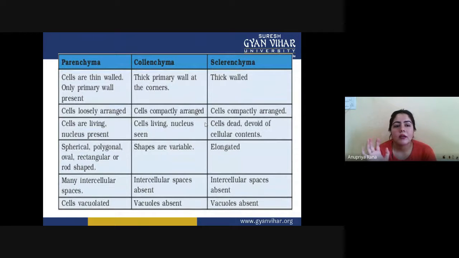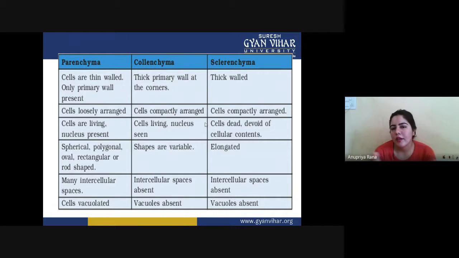Now this is the combined, you can say, a tabular account of how the parenchyma, collenchyma, and sclerenchyma work. You can easily differentiate between them. You can also see the common characters, like all the major events and characteristics compared in this table, like cell structure: thin wall, thick at the corners, and sclerenchyma, thick walled. In the case of parenchyma, cells loosely arranged; collenchyma, cells compactly arranged; sclerenchyma, cells compactly arranged. So you can easily clarify the basic differences between them.